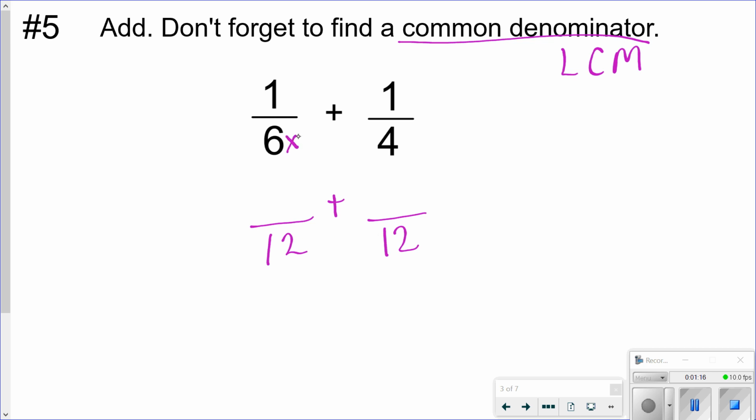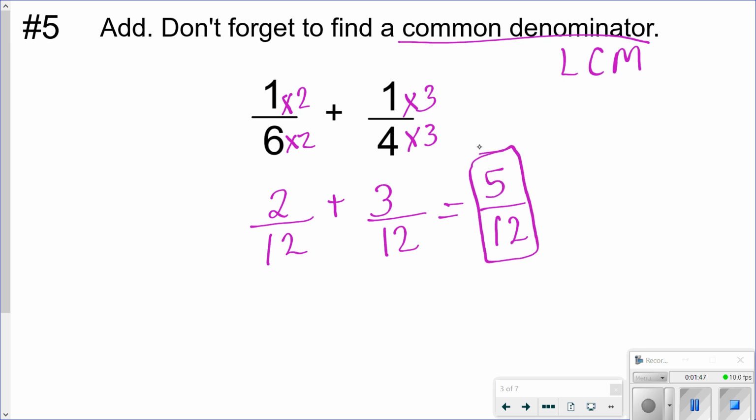6 multiplies by 2 to get to 12. So to keep the fraction equal and balanced, you have to multiply the numerator by 2. So 1 times 2 is 2. And then the 4, to get to 12, you need to multiply by 3. So 1 times 3 is 3. When we add fractions, you do not add the denominators. That stays the same. You add the numerators, and our answer is 5/12.